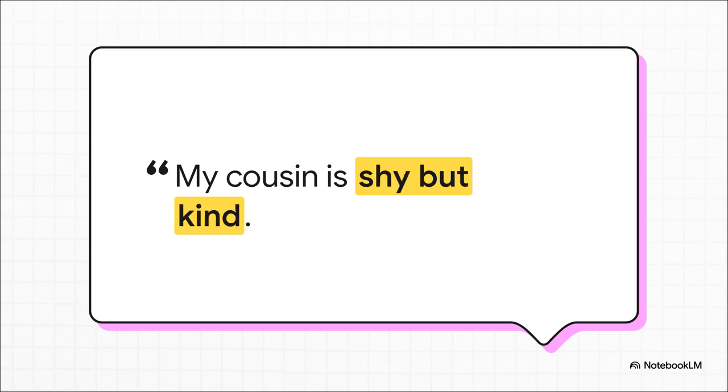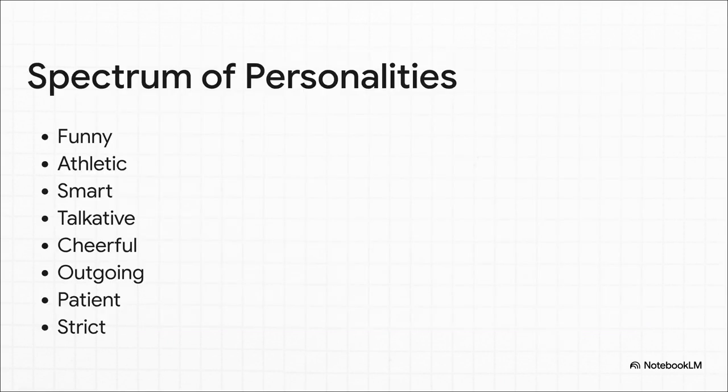Here's another perfect example. Shy but kind. This shows us that even if someone is a little reserved on the surface, it doesn't mean they aren't warm-hearted underneath. It's these layered descriptions that really make a person feel real, you know? And of course, the palette we use to paint a personality is huge. Are they funny, athletic, super smart? Maybe they're really talkative and cheerful, or quiet and patient. Every single one of these words adds a completely different color to the portrait we're creating.